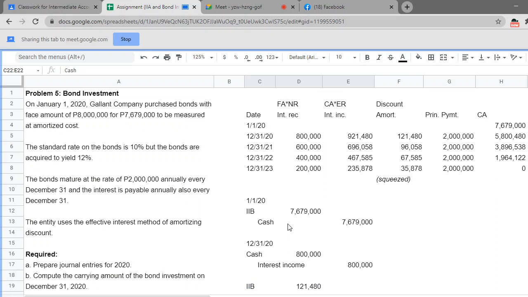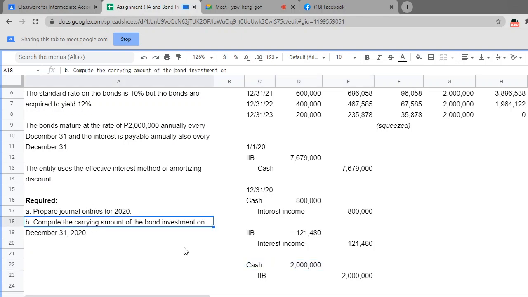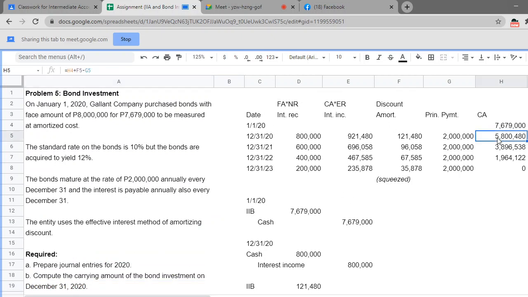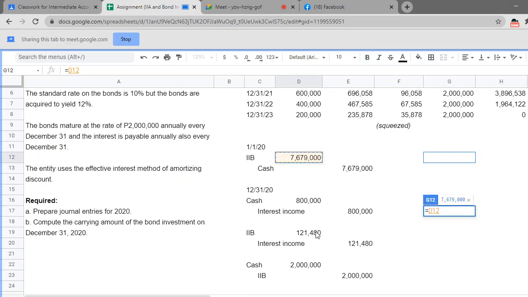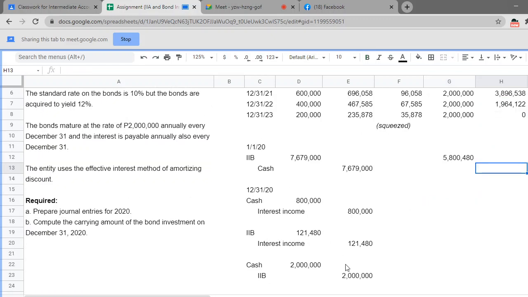So, this is for your assignment problem number 5. Letter B: compute the carrying amount of the bonds on December 31, 2020. Looking at the table, this is it. You no longer need to compute. Just highlight it. But if you want to compute manually, you can. Beginning 7,679, your amortization 121, and you received a payment of 2 million principal. I think that will yield the same answer: 5,800,480. So that would be for Gallant Company.